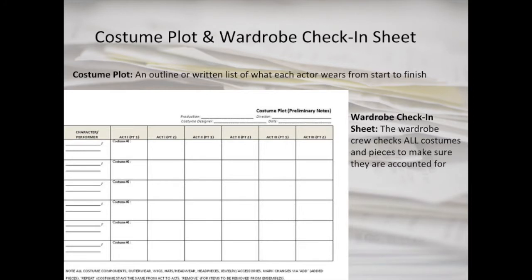Costume plot and wardrobe check-in sheet. A costume plot is an outline or written list of what each actor wears from start to finish. And then the wardrobe check-in sheet. The wardrobe crew checks in all costumes and pieces to make sure they're accounted for. This can be a lengthy process, but I have learned the importance of it because things go missing constantly in theaters.